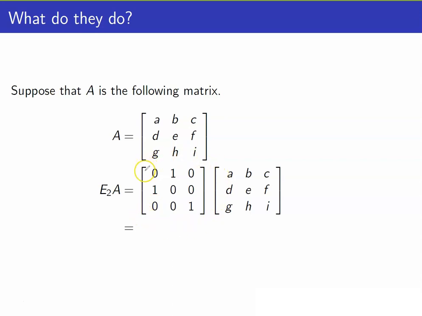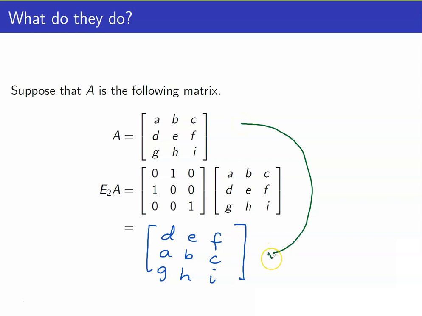Let us now see what happens if we multiply the matrix on the left by E2. First row times your first column, we will hit the second entry because of your 1 here. You will get D, E, F, and then for the second row, because of your 1 here, you will always hit the entries on the first row. And for the third row, when you multiply it with your columns, you will hit G, H, and I. So as you can notice here, you can obtain E2A by swapping rows 1 and 2. And again, take note that swapping row 1 and row 2 is the operation that we performed on the identity matrix to get our elementary matrix E2.